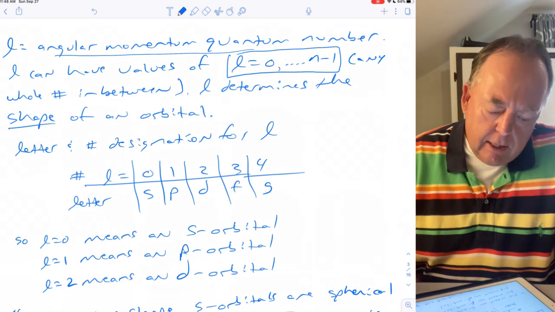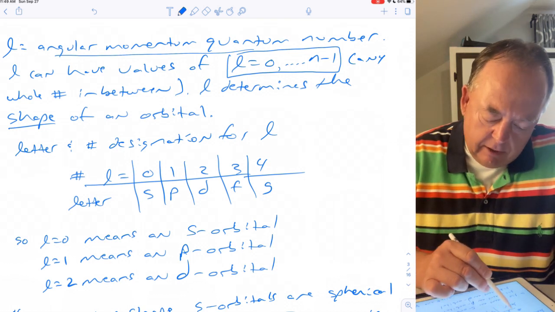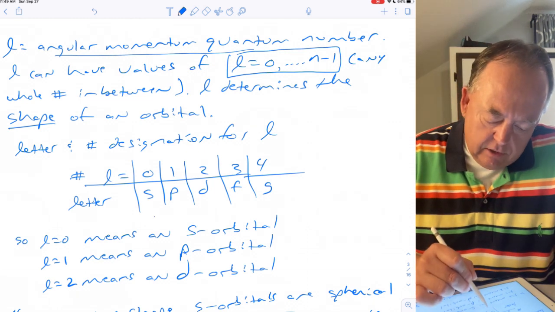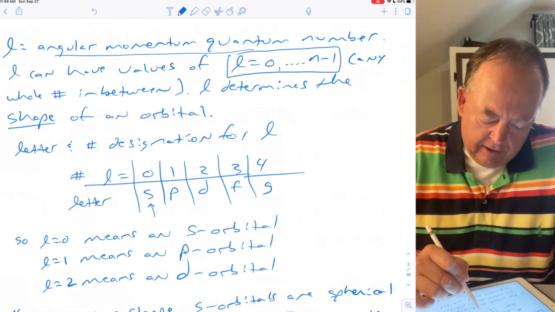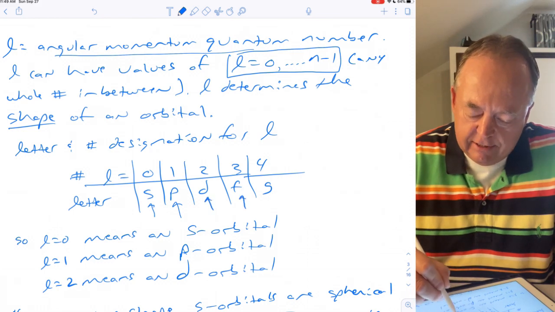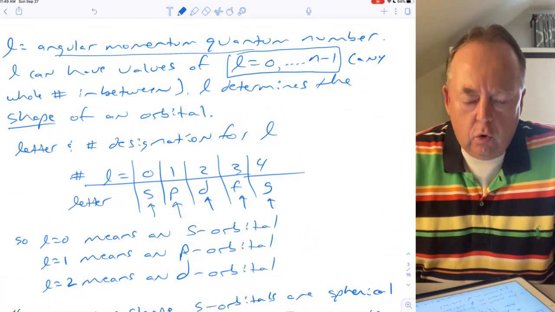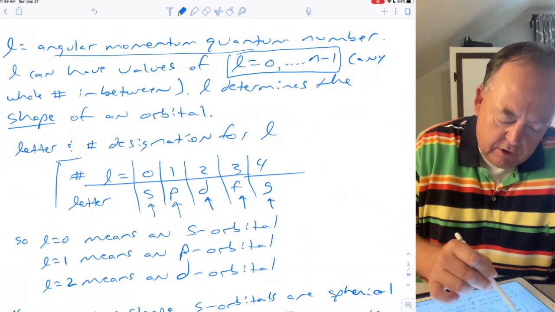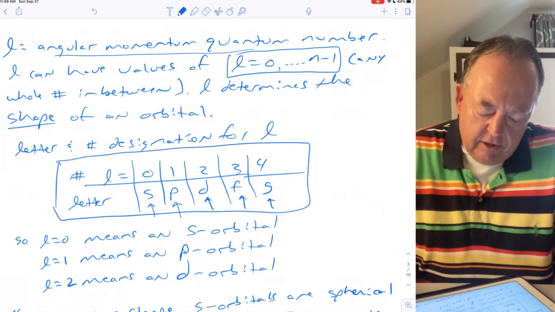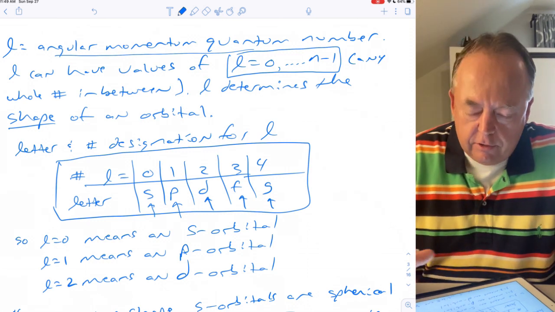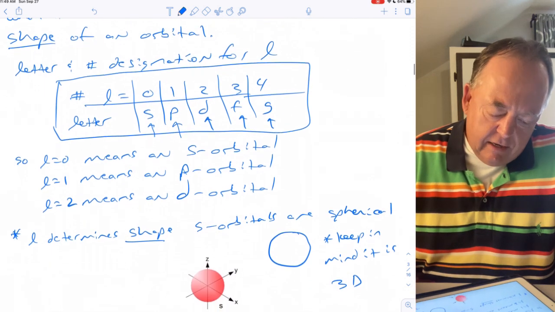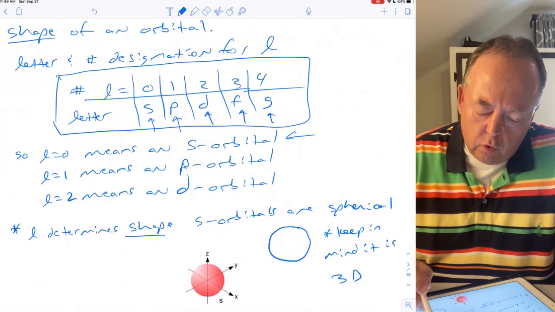So for its number and letter designations, L is 0, 1, 2, 3, 4. If it's 0, that's called an s orbital. If L is 1, it's called a p orbital. If L is 2, it's a d orbital. 3 is an f orbital. 4 is a g orbital. This is something you want to memorize as fast as possible because we use both of these interchangeably all the time. Okay, so again, if L is 0, that means it's an s orbital.